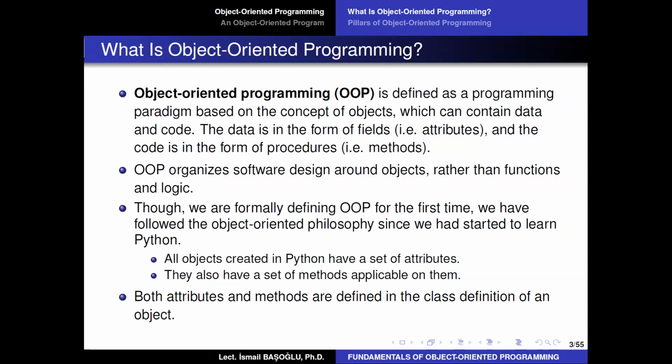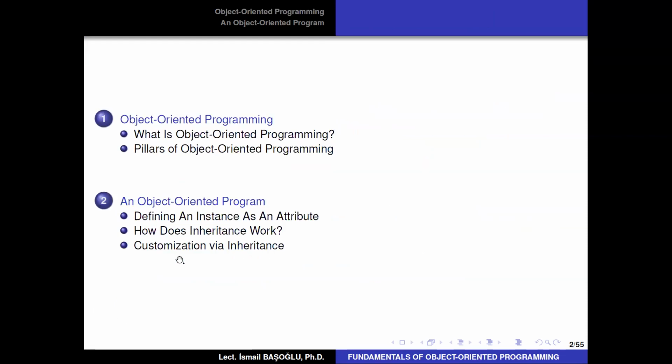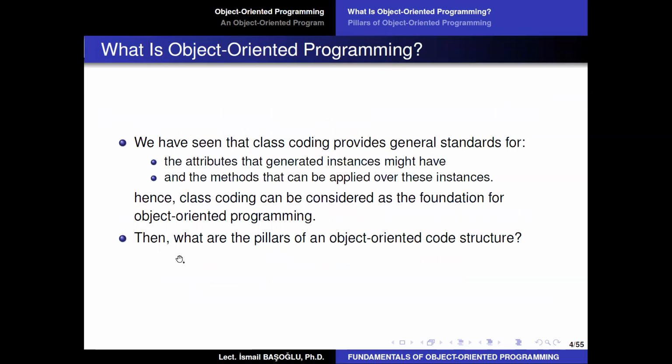All of the attributes for these objects and the methods which are going to be applicable on these objects should be defined in their class definition, as we have said, so that a class is a factory that generates objects. A class definition is determining the rules of generating an object or manipulating that object. Since we have already covered classes in the previous module, we have seen that class coding provides general standards for the attributes that generated instances might have, and the type of methods and what they are going to do when they are applied on the instances that we generate from this class.